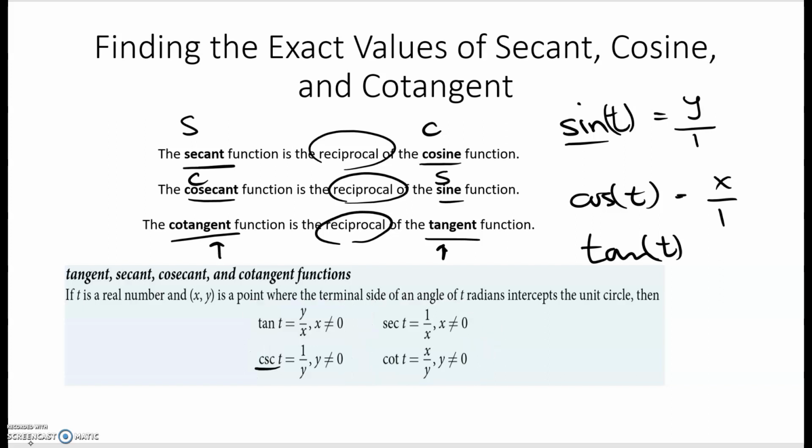Now you see these little side notes here. x can't be equal to 0, and y can't be equal to 0. We'll notice what's on the bottom: for x not equal to 0, x is on the bottom here and here. When y is not equal to 0, y is on the bottom. Because if you have a 0 on the bottom, remember this is undefined.